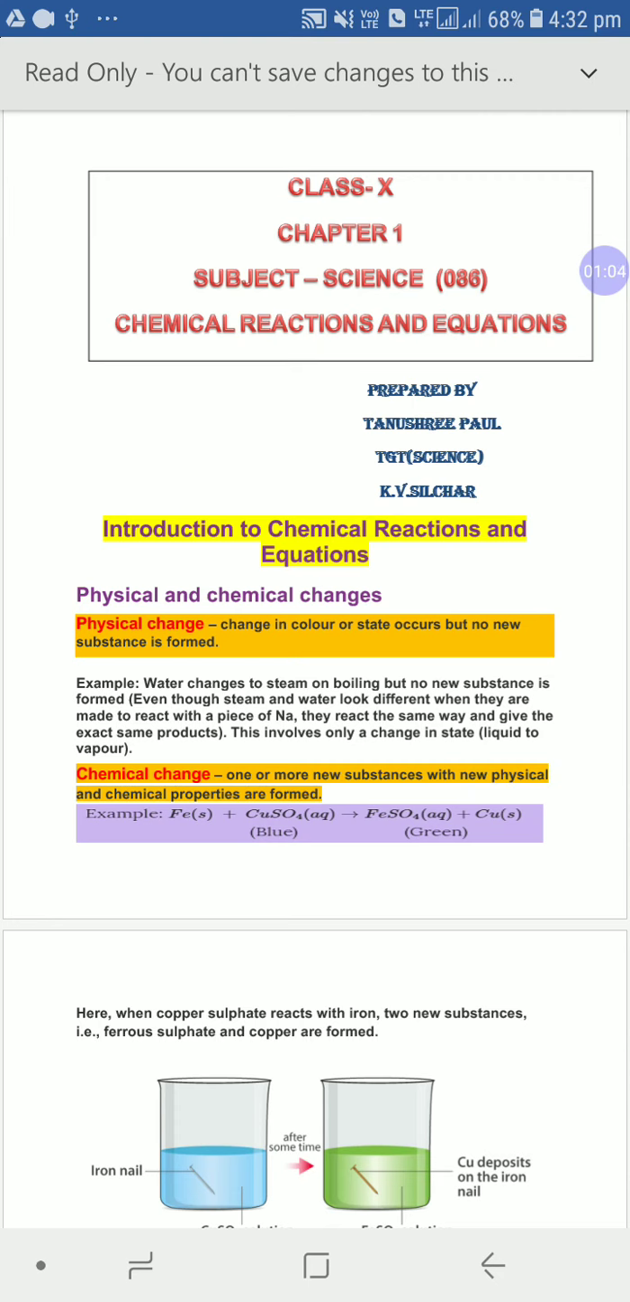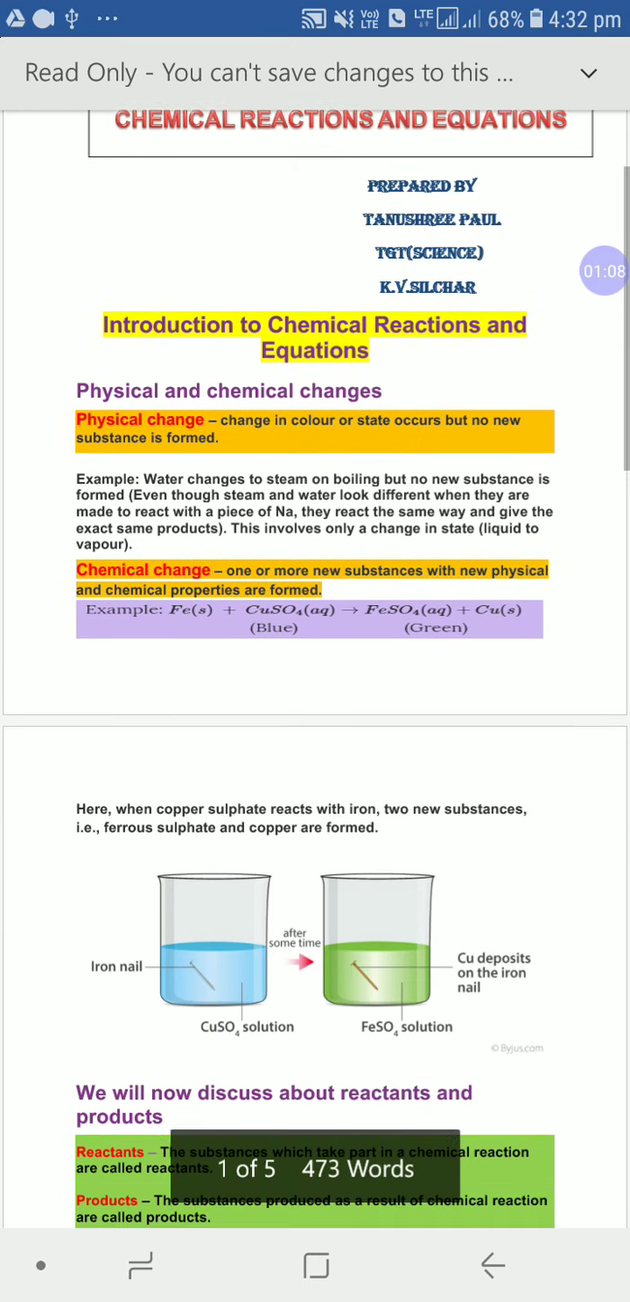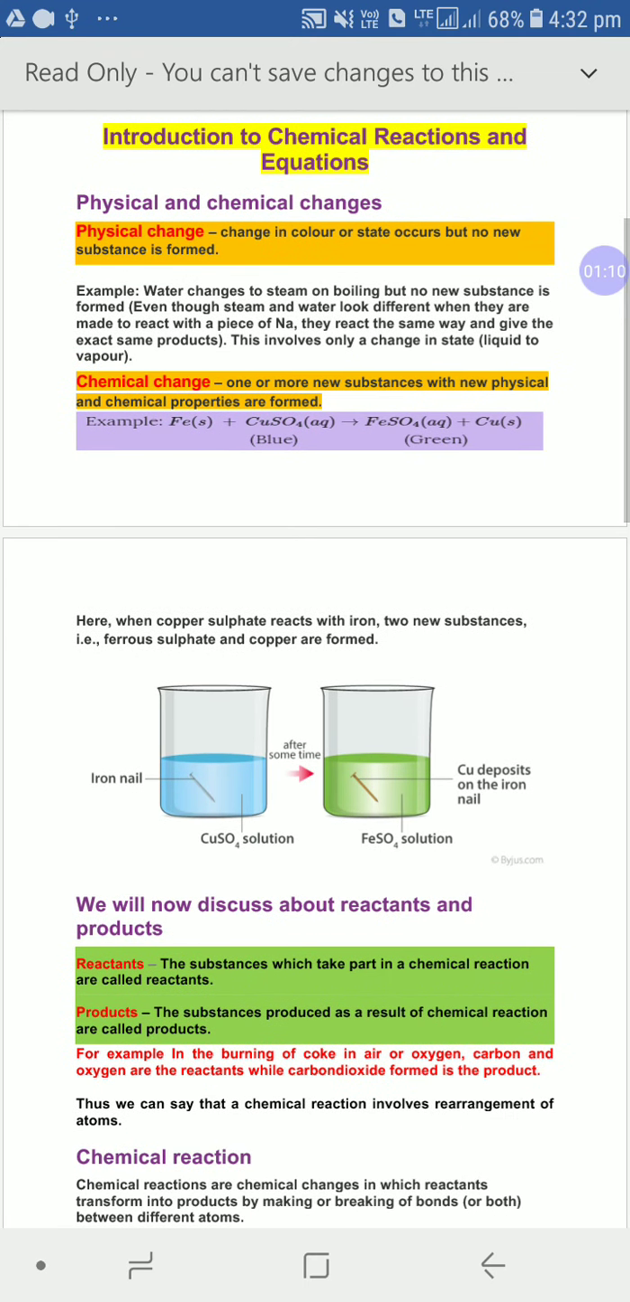In this, a new substance is produced with some new properties. Clear? When in any reaction a new substance is produced with some new properties, that change is known as chemical change.